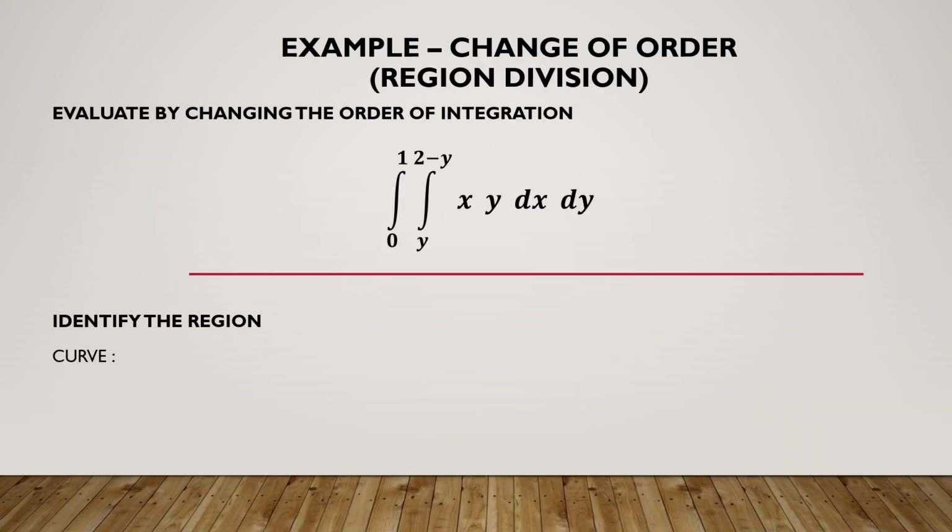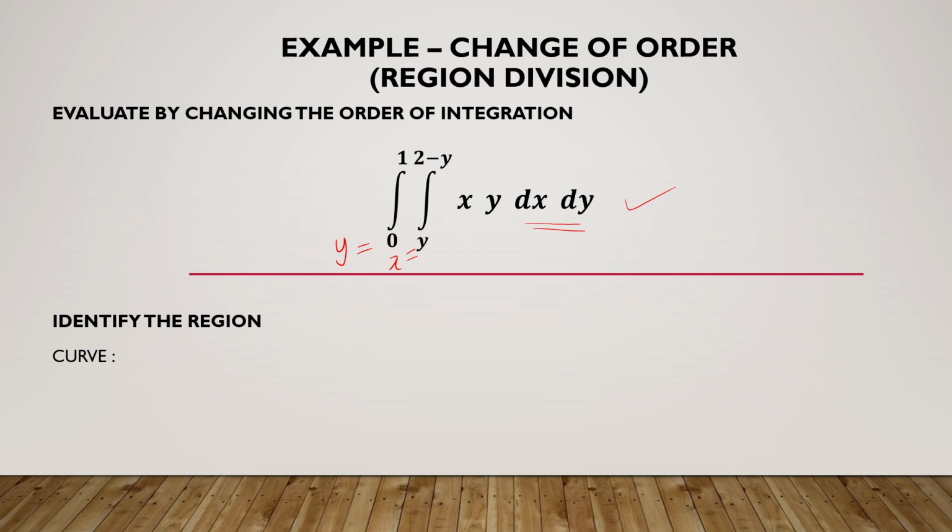Next we are going to see another example of how to change the order, but we need to divide the region here. When to divide the region, this example will make it easy for you to learn. So consider the double integration. The integrand is x into y dx dy. In the inner integration the variable y is there, so you need to fix these limits for x. The outer integral you need to fix for y. So the order is dx dy here. So it is in the correct order.